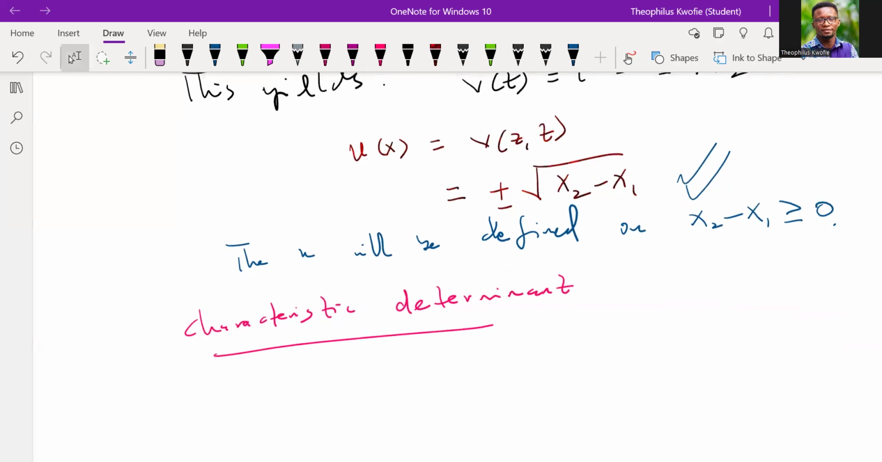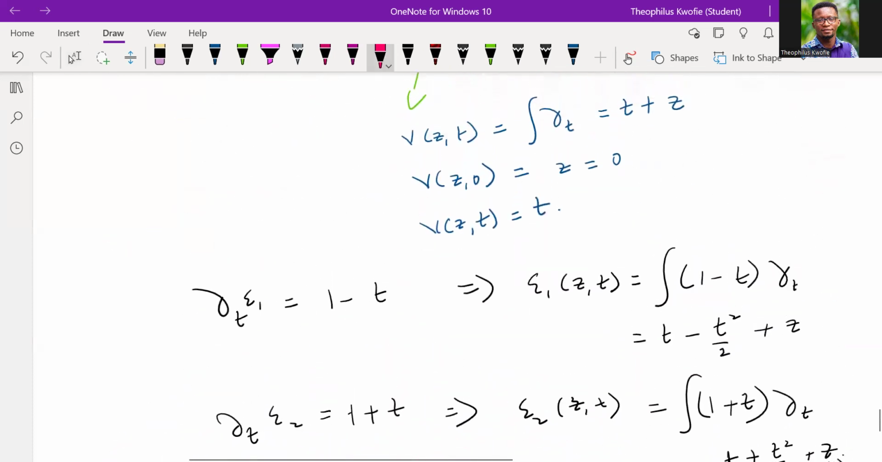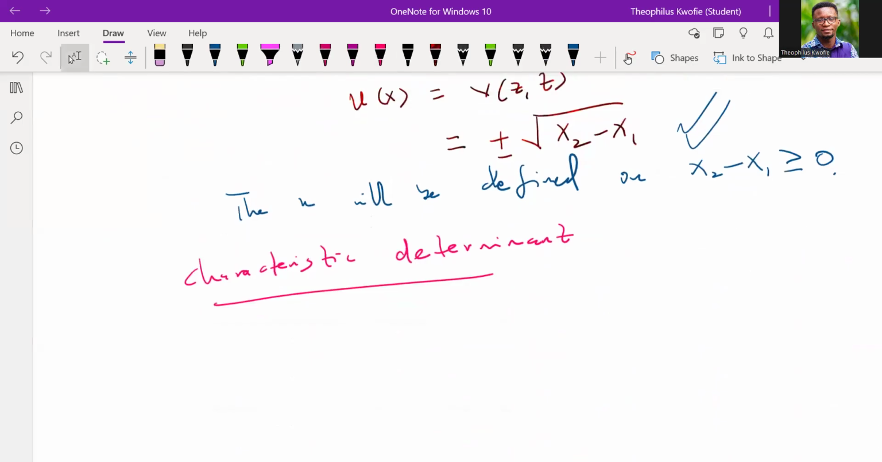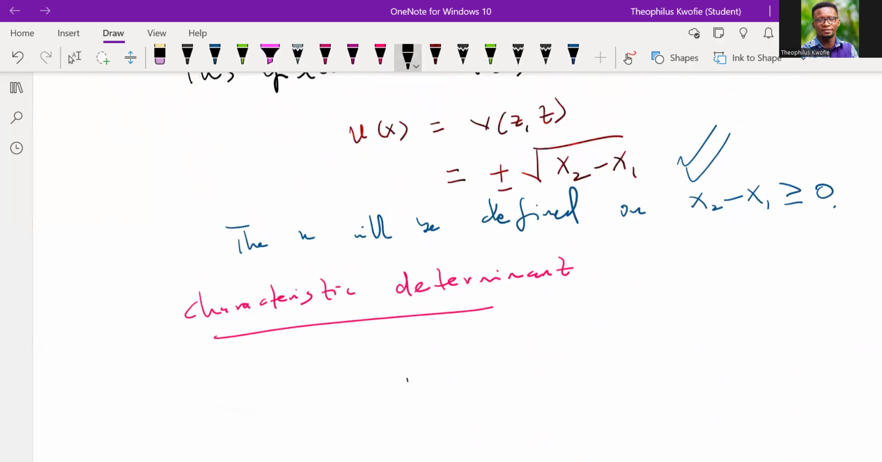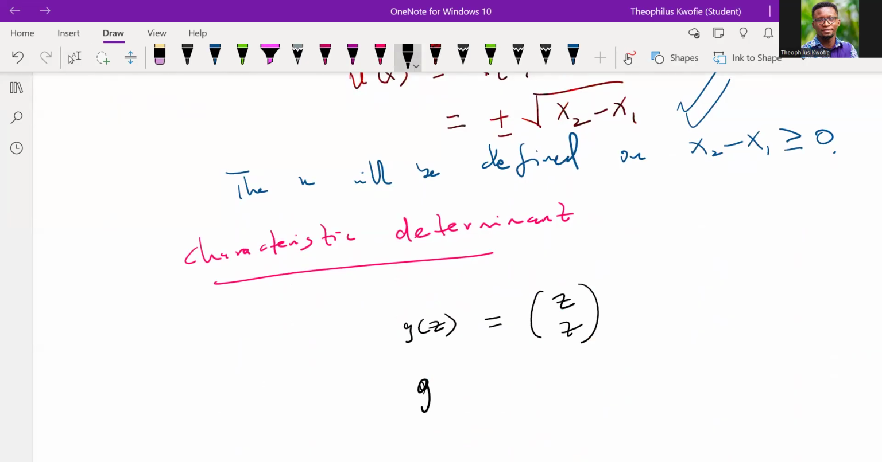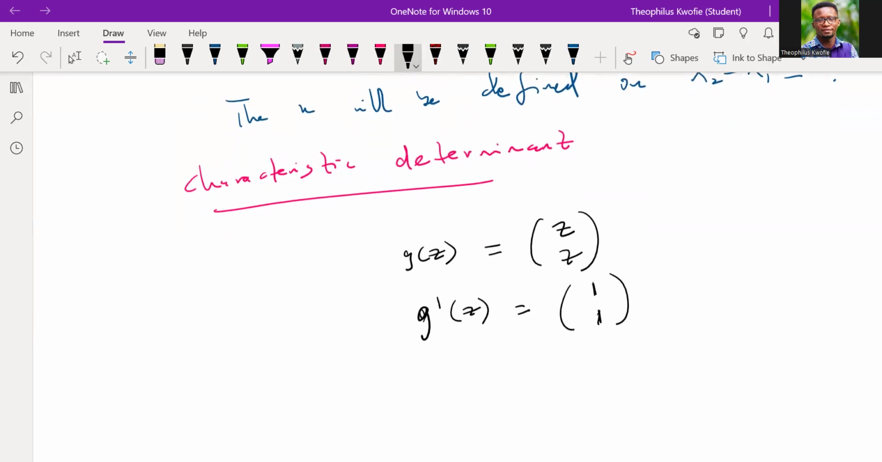So with a characteristic determinant, what essentially we are going to do is, when you look at your G of Z, our G of Z was what? Z1 plus Z2, right? So we need to differentiate that. Remember, the G is differentiable. When we differentiate it, we're going to get 1, 1. Then we also have to get the A component.